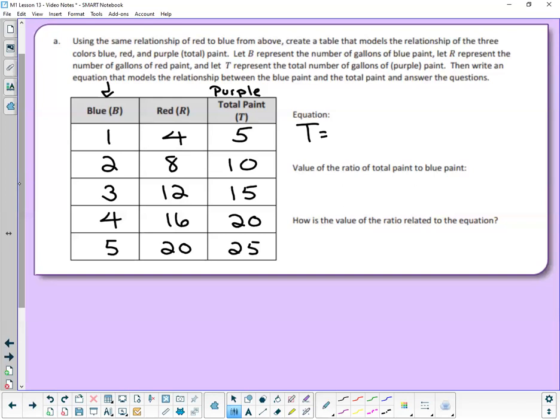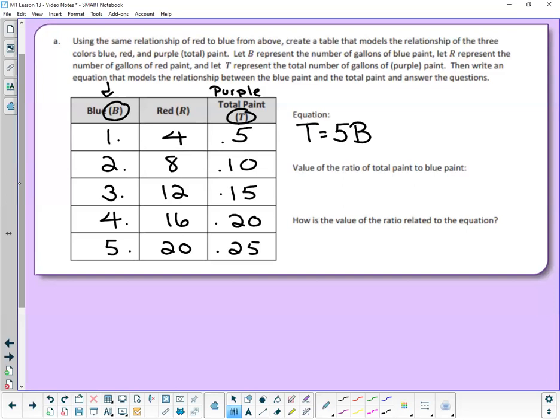Okay, so if you plug this in, and if you think about what we're doing here, what they're saying is if you know this, how are you getting this? In other words, what do you do to 1 to get 5? What do you do to 2 to get 10? What do you do to 3 to get 15? What am I doing to 4 to get 20? What am I doing to 5 to get 25? Well, in order to find the total, I'm going to take the amount of blue paint that I have, and I'm going to multiply that by 5. So T equals 5B.